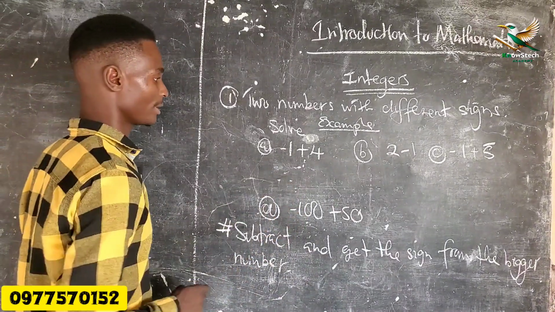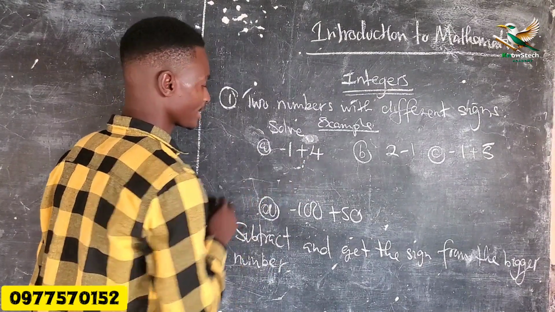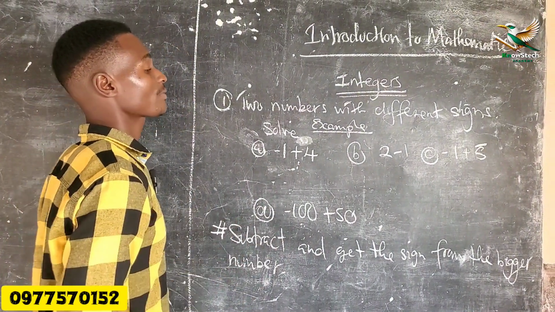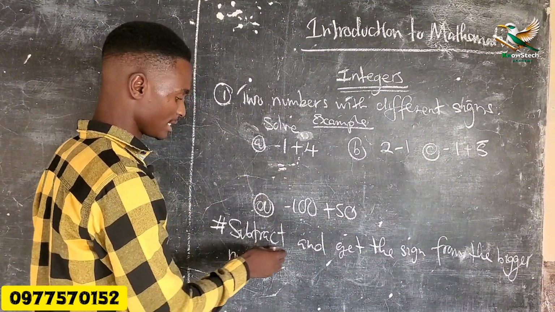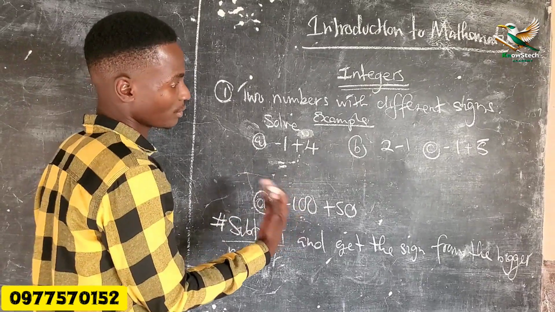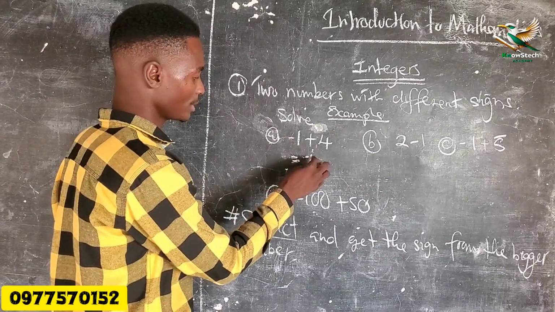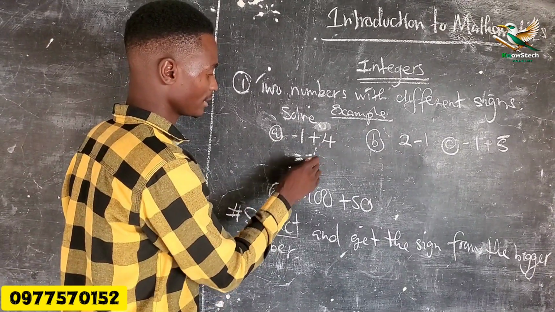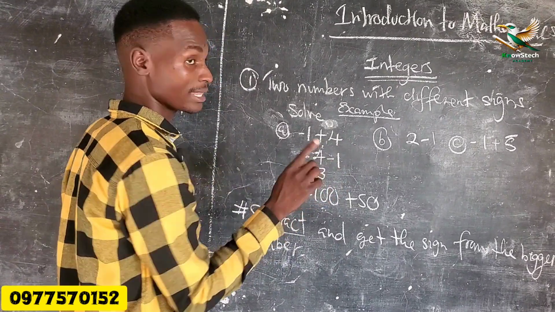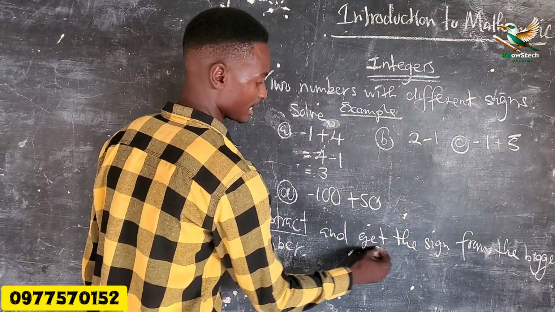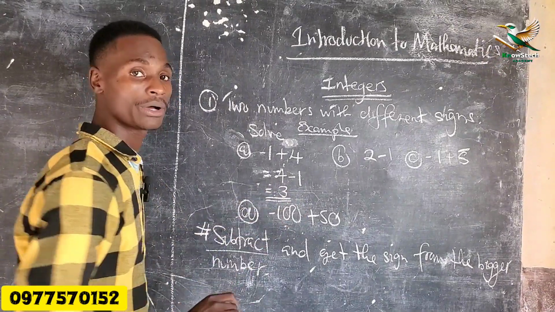Let's solve these questions. -1 plus 4. The first question is, are they of different signs? Yes, this is negative and this is positive. So what does the rule state? It says subtract. When subtracting, you always start with the bigger number, by the way. So it will be 4 minus 1, which is 3. Then get the sign from the bigger number. The bigger number is 4, and its sign is positive. So the answer here is just positive 3.